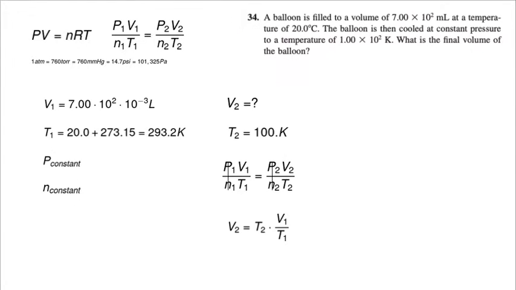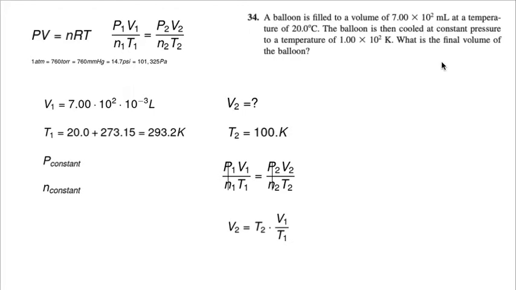Next problem. 34. A balloon is filled to a volume of 7 times 10 to the second milliliters at a temperature of 20 degrees Celsius. The balloon is then cooled at constant pressure to a temperature of 1 times 10 to the second Kelvin. What is the final volume of the balloon?